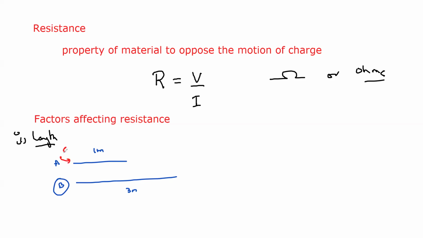Say 5 charges enter the wire, but right now 4 are able to move out. So only one is stopped. But here, when 5 charges enter, they have multiple collisions. As a result, maybe 2 charges are able to move out. So it will have a high resistance because it opposes a greater number of charges flowing through it. So we can say resistance is directly proportional to the length of the wire. The longer the wire, the higher the resistance. So the first factor which affects the resistance is length.